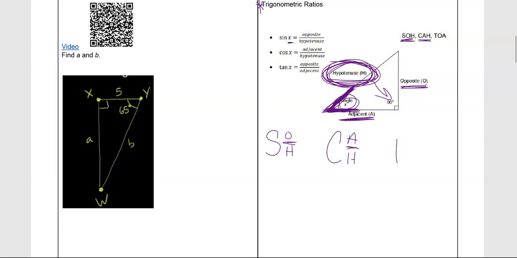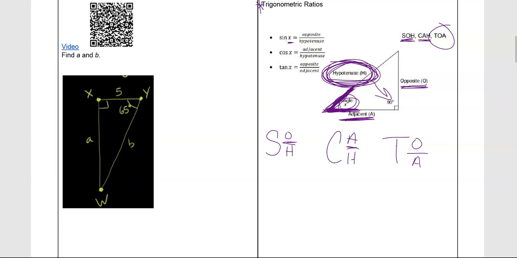And then we have tangent, which is our TOA. Tangent is equal to opposite side over the adjacent side. So these are ratios, okay? Something equals the relationship between one side to another. Sine is equal to the relationship of the opposite to the hypotenuse, okay? Cosine is regarding the relationship between the adjacent and the hypotenuse. And tangent is the ratio of opposite to adjacent. We need to make sure we pay attention to that.